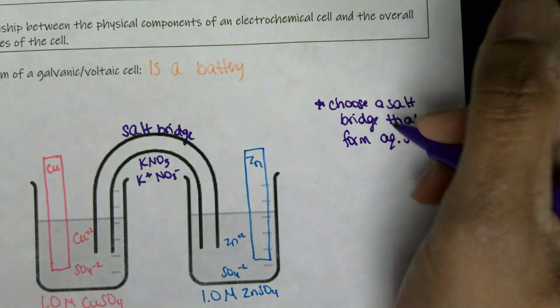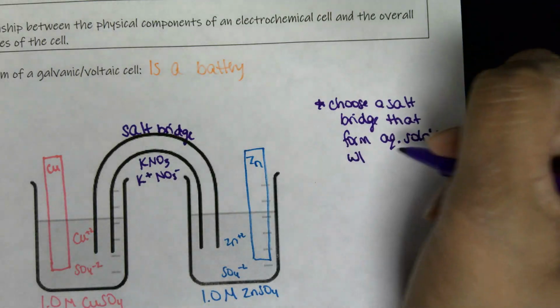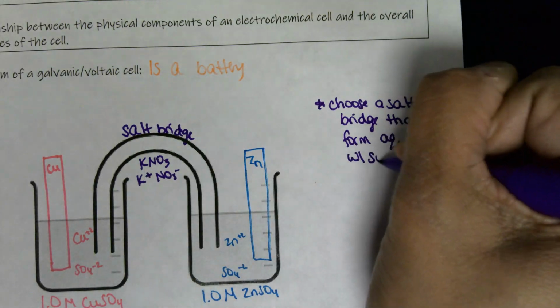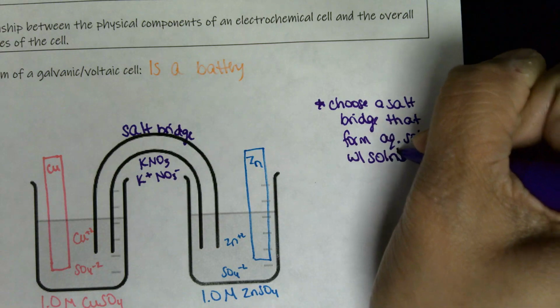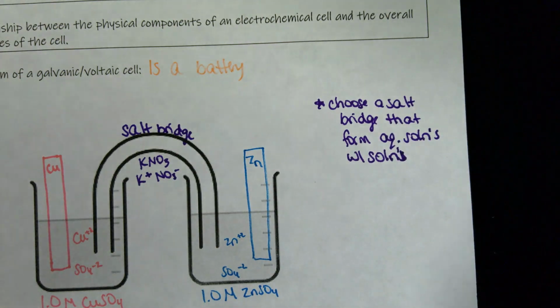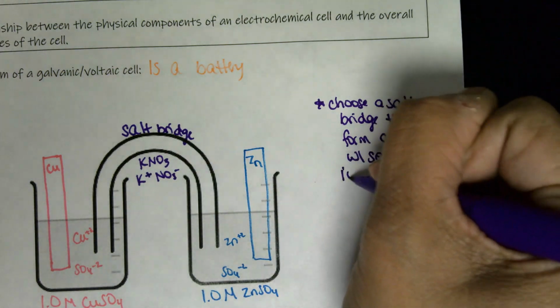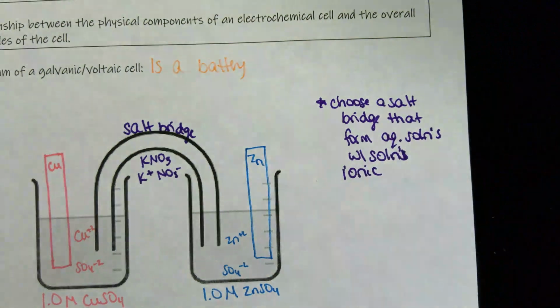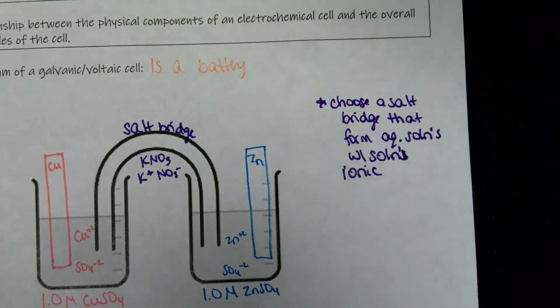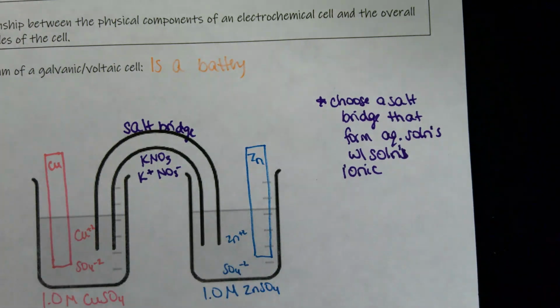with your other solutions, i.e. it's not going to form a precipitate. We also want to have something that is ionic. So remember, all salts are ionic, all ionics are salts. So we want to make sure that we have an ionic substance in here. And the potassium ion will go in one direction and the nitrate ion will go in another direction, and we won't know that until we know what's happening in the individual solutions.